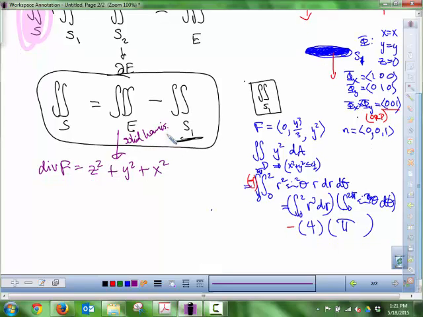Yeah? When you do the div and the curl, you have to use rotation formulas. Well, you can find formulas where you can find the div and the curl using cylindrical and spherical coordinates, but we're not going to go there.